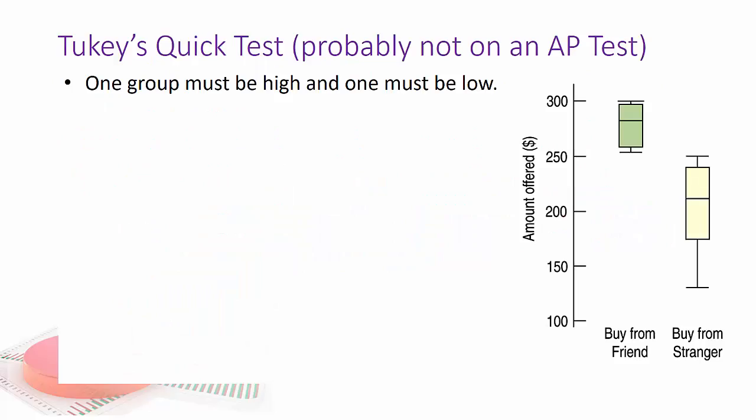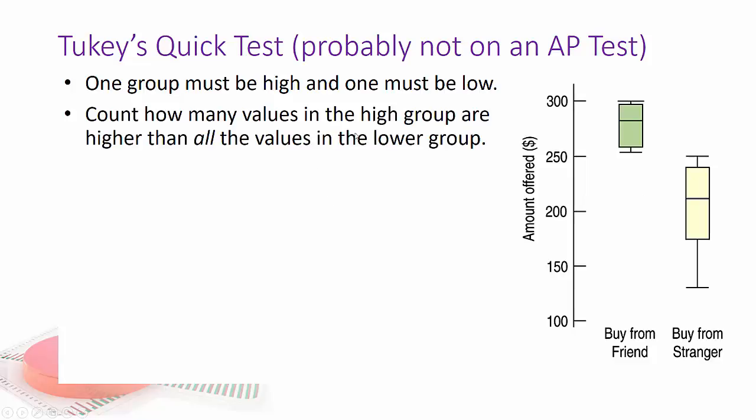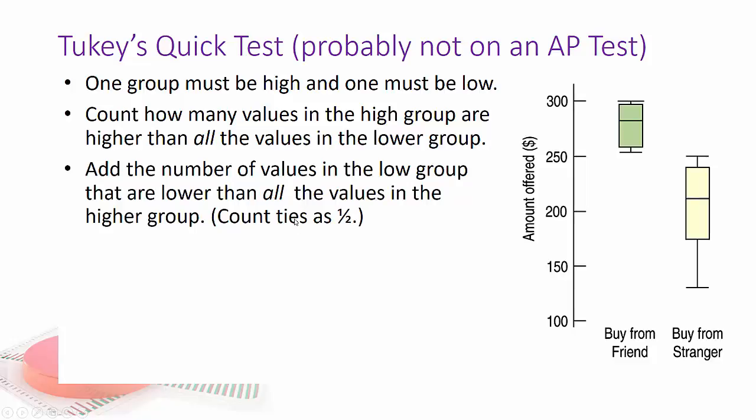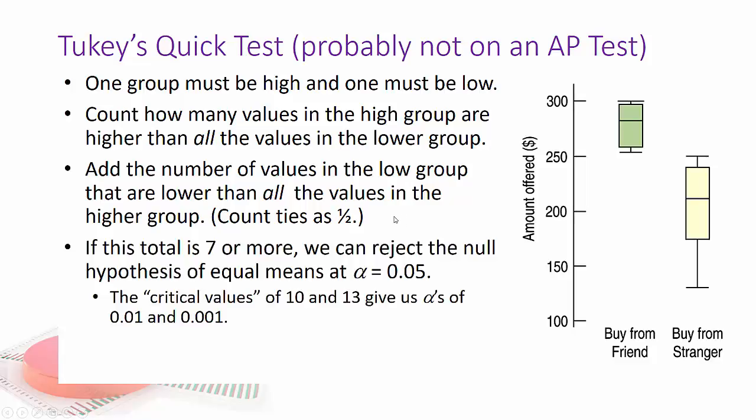All right, one last add-on that's not really on your AP test, but it's kind of cool. This is called Tukey's quick test. It works when you have one group that's really high and one group that's really low, and you're pretty sure they're different anyways. Count how many values in the high group are higher than all the values in the lower group. Add the number of values in the lower group that are lower than all the values in the higher group, and you count ties as a half. If this total is 7 or more, we can reject the null hypothesis of equal means at alpha equals 0.05. The critical values of 10 and 13 also give us alphas of 0.01 and 0.001.